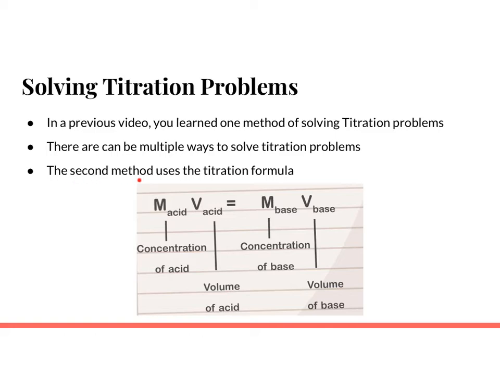So the second method that we can use is called the titration formula, where we're going to use this: M acid, V acid equals M base, V base. So what does that mean? Well, it means the molarity or the concentration of the acid multiplied by the volume of the acid, which could be in milliliters or liters, is equal to the molarity or concentration of the base times the volume of the base. So again, it could be in milliliters or liters, and our molarities are going to be measured in capital M, which is molarity or moles per liter.